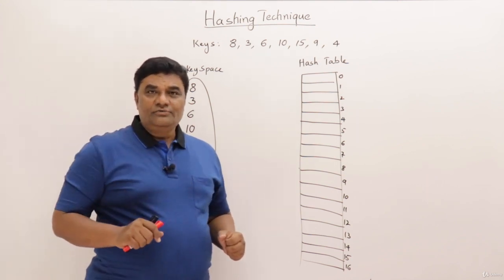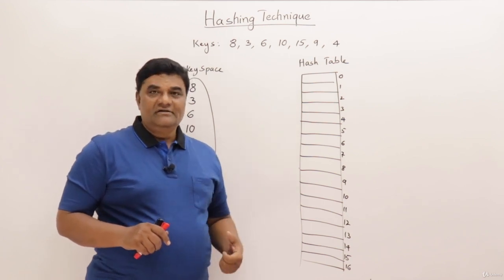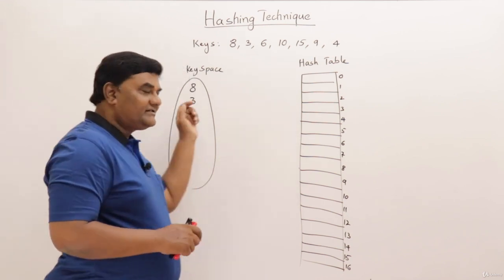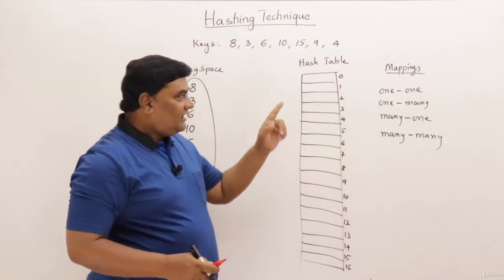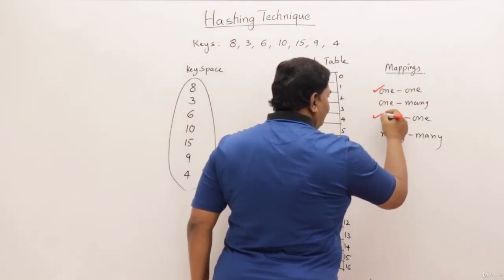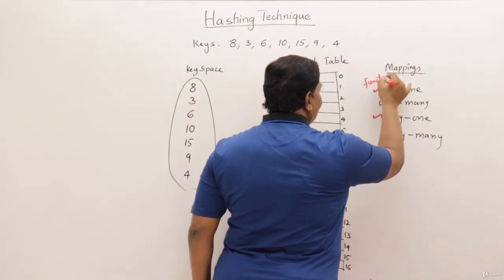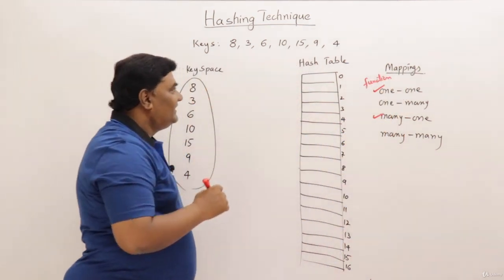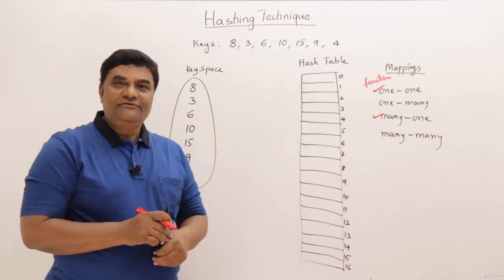Let me show you what types of mappings are available in relations. There are 4 relational mappings. Let us look at them. Here are the 4 relational mappings. Out of these 4, one-to-one and many-to-one are called functions. So yes, a function is a type of relation. Here we will use a function for mapping.